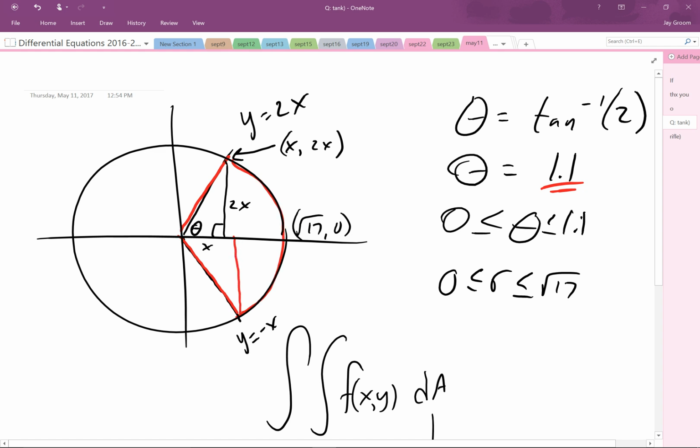Well, if you do inverse tangent, you'll get negative pi over 4. Is that going to work? It is, as long as you're careful. Arctangent gives you negative pi over 4. So if you go from negative pi over 4 to 1.1, you're good to go.